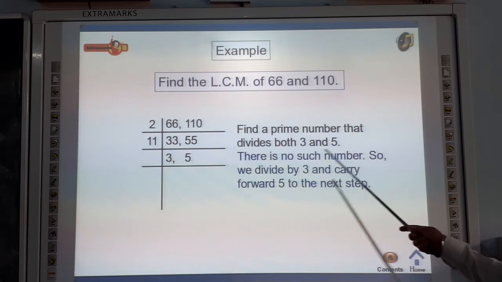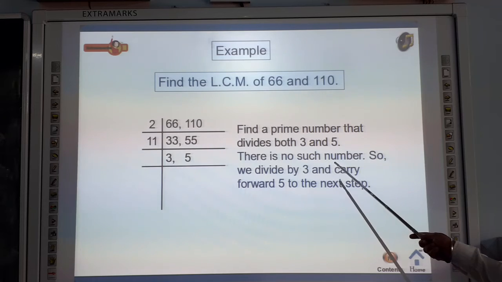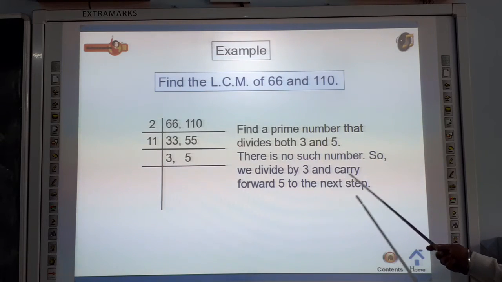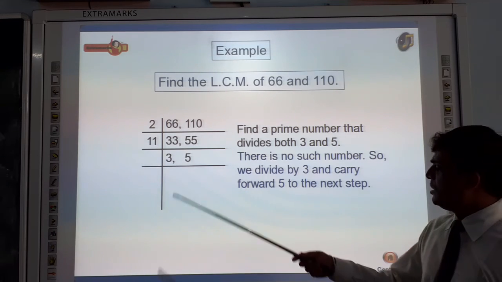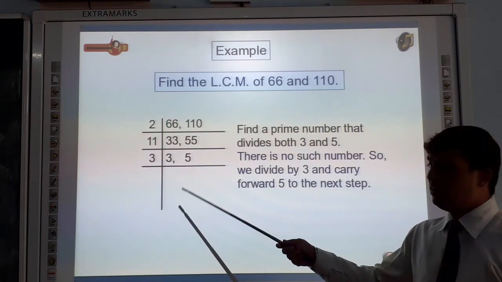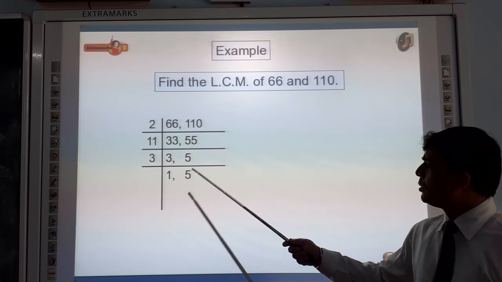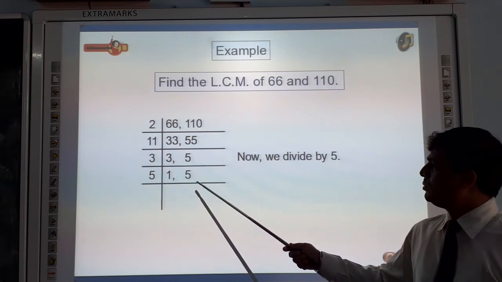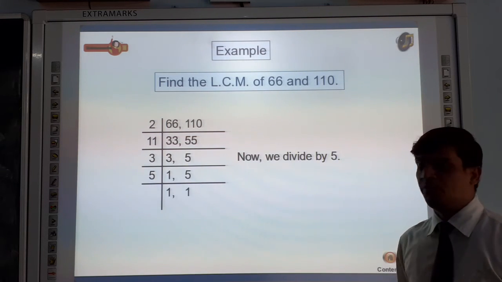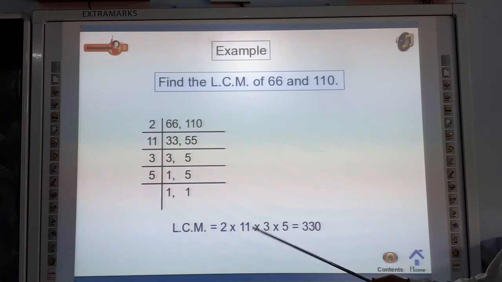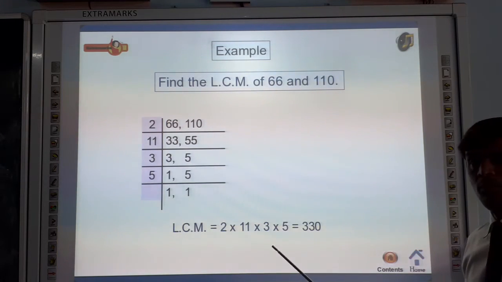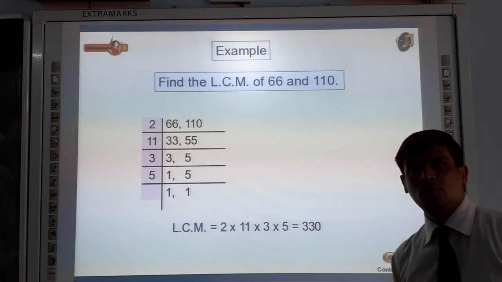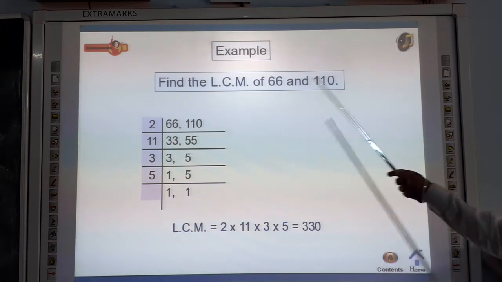Find a prime number that divides both 3 and 5. There is no such number, so we divide it by 3 and carry forward 5 to the next step. Next number 3. 3 into 1 is 3 and 5 into 1 is 5. So LCM is equal to 2 multiply 11 multiply 3 multiply 5, which is equal to 330.